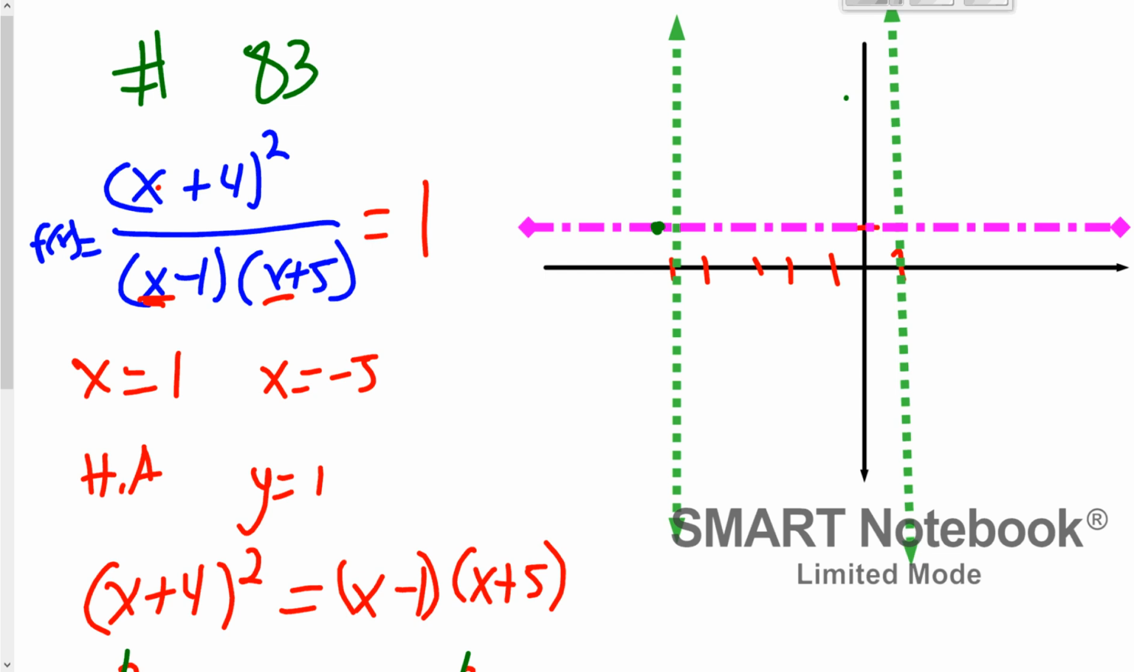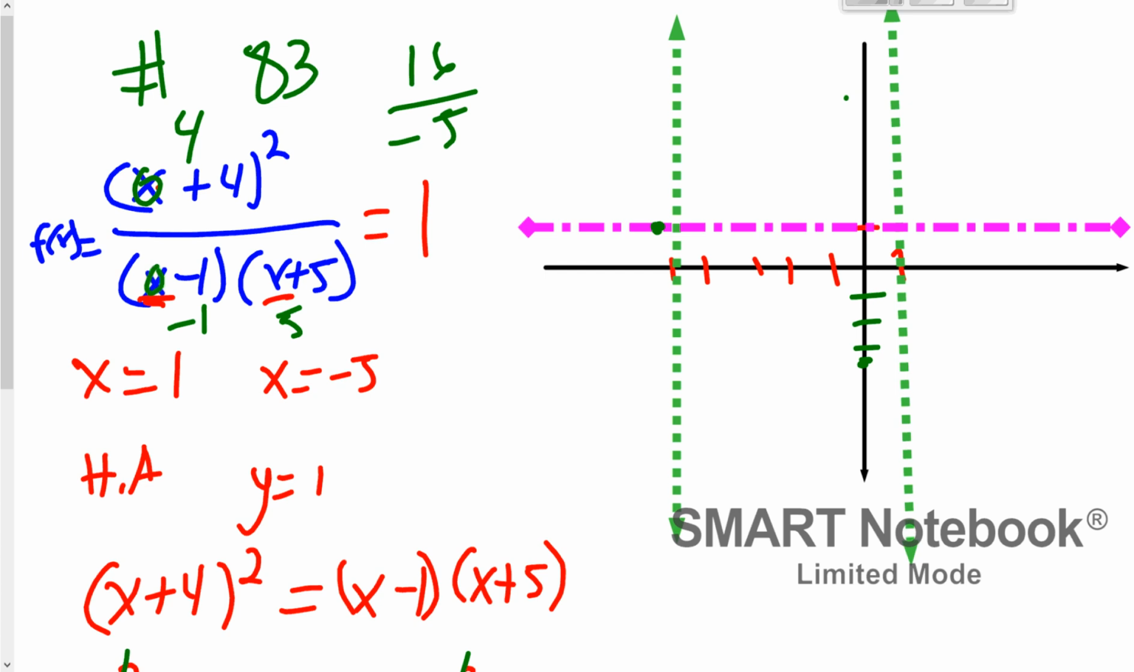Now we can go ahead and start plugging in points. So we can plug in 0, see what happens at 0. 0 plus 4 is 4. 4 squared is 16. 0 minus 1 is a negative 1. 0 plus 5 is 5. 5 times negative 1 is negative 5. So that's negative 3 point something. So negative 3, 1, 2, 3, negative 3 point something. So a little more than 3 at 0. Oops. A little past that, didn't I just say? There you go.